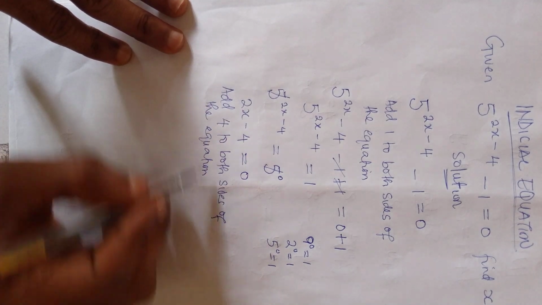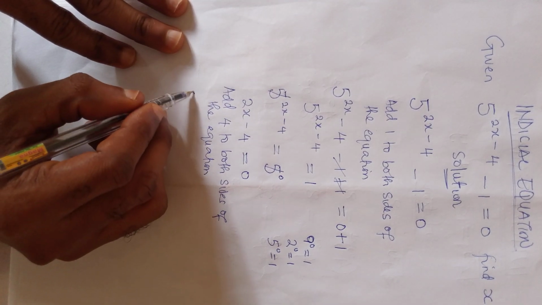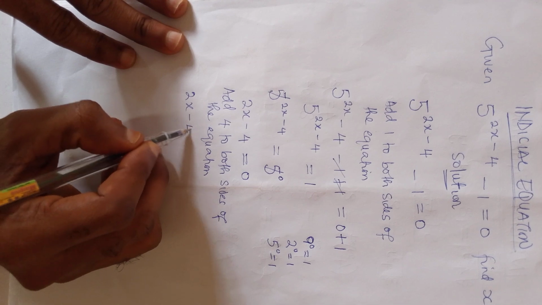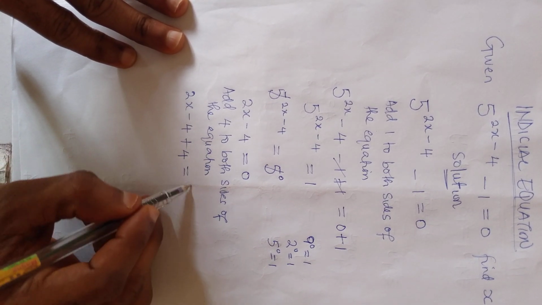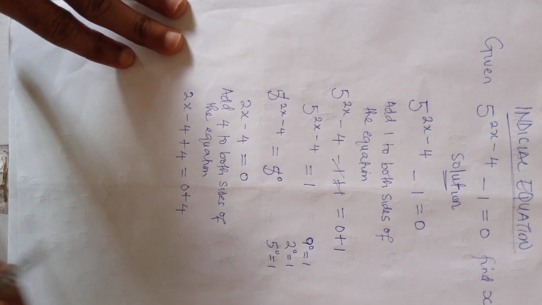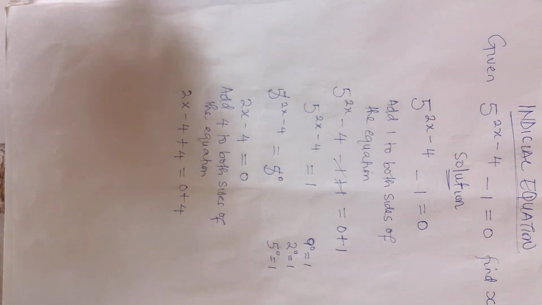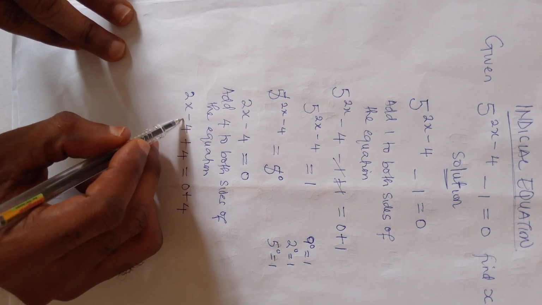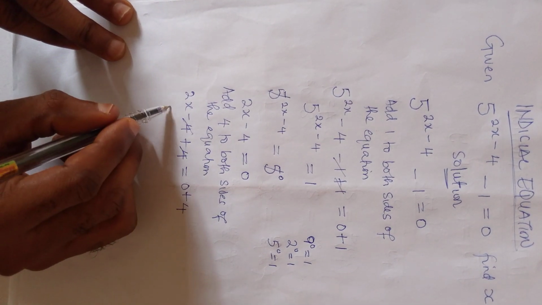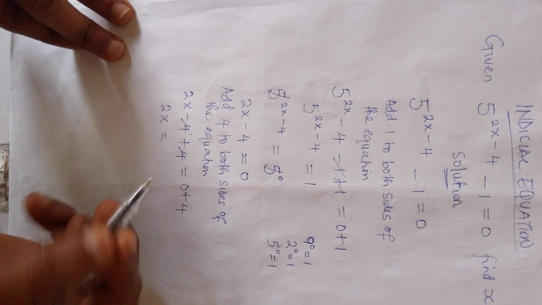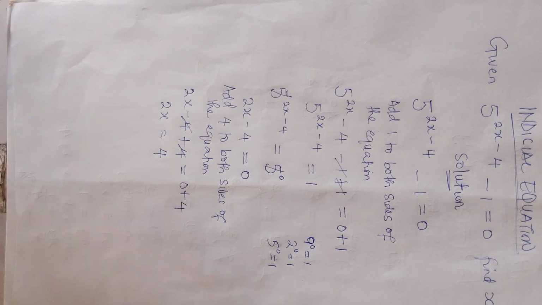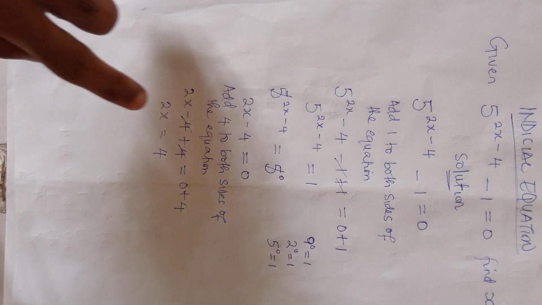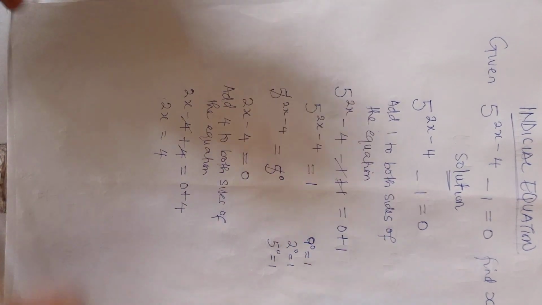So in implementing this mathematical statement, you are going to have 2x minus 4 plus 4. We've implemented it by saying plus 4 equal to 0 plus 4, because we said add 4 to both sides of the equation. So we know that minus 4 plus 4 is 0. So we have 2x equal to 0 plus 4, which is 4. And since we're asked to find x, we divide both sides by 2, the number that is multiplying x, so that x can stand alone.